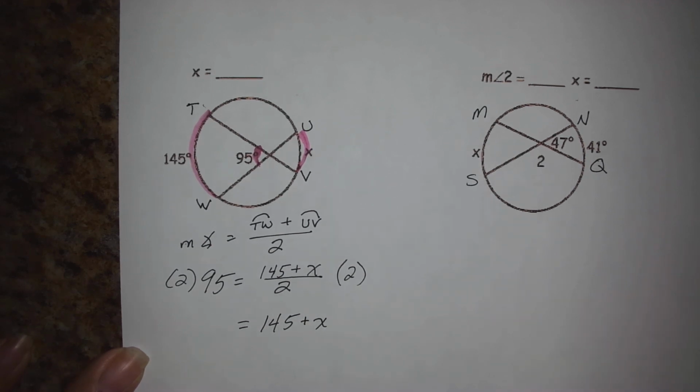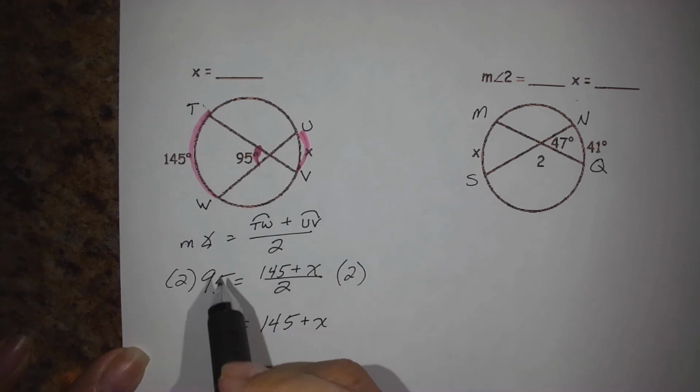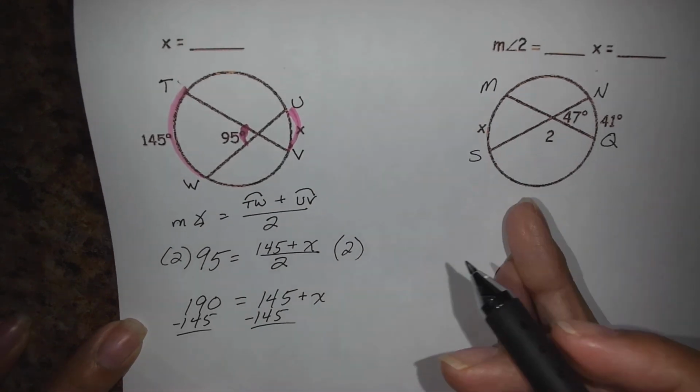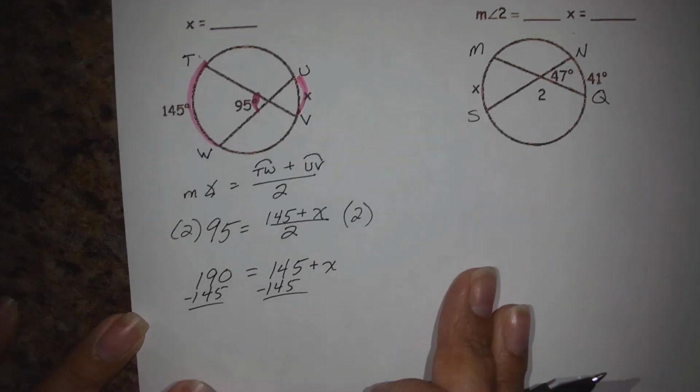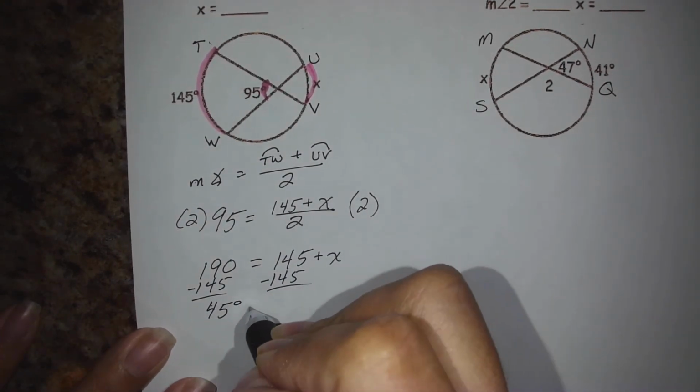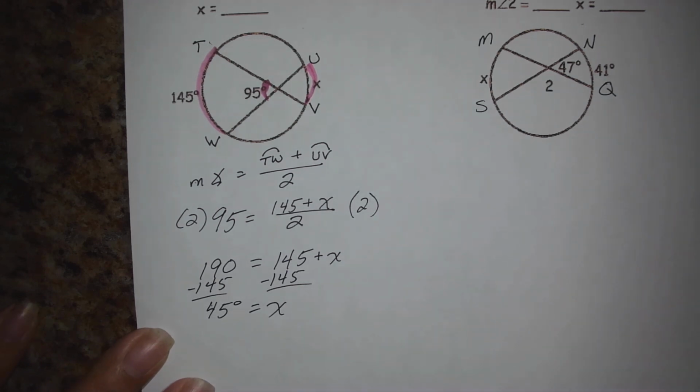I'm left with the numerator. And then 95 times 2 is 190. I subtract the 145. Make sure, again, make sure you're subtracting from both sides. So this 190 minus this 145 actually becomes a lovely 45 degrees. So that's what my x is equal to.